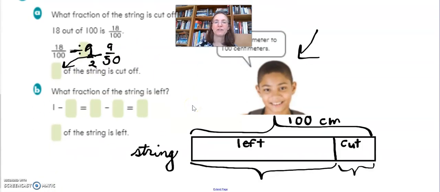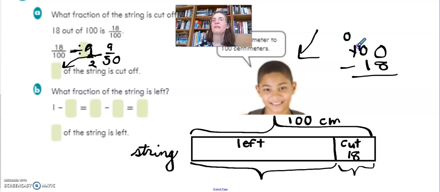What fraction of the string is left? Well, if there are 100 centimeters, we cut 18, and we would subtract that from 100. Let's see, 100 minus 18. I just don't feel that fast at it this morning, so I'm going to go ahead and write it out here and do my happy regrouping. Yay, regrouping! It's a superpower of place value, you guys. 10 minus 8 is 2, 9 minus 1 is 8. So that would leave me with 82 hundredths.